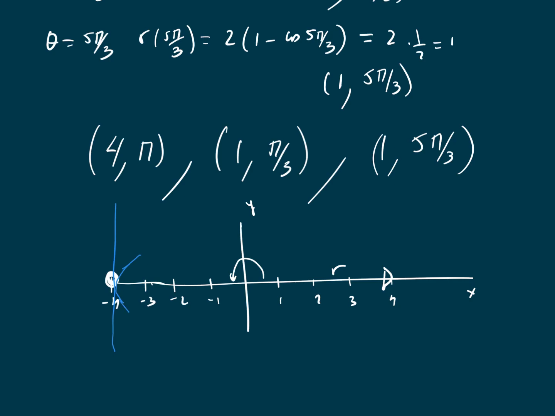The other point is the point 1 comma pi divided by 3. So you take the 1, and you rotate pi divided by 3, which is 60 degrees. It will produce a point that has magnitude 1, so it's a circle of radius 1, and this angle is 60 degrees, pi divided by 3. So this point is a point of a vertical tangent. The curve will do like this. Okay, it's like this.